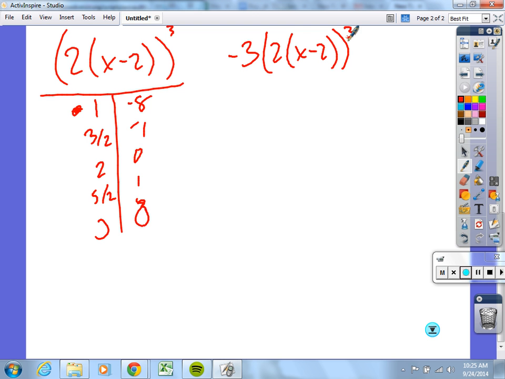I'm going to go ahead and multiply my y's by negative 3. My y's, because it's outside of the function. So therefore, it's your y value. So I'm going to keep these guys. Like I said, I'm going to keep them.